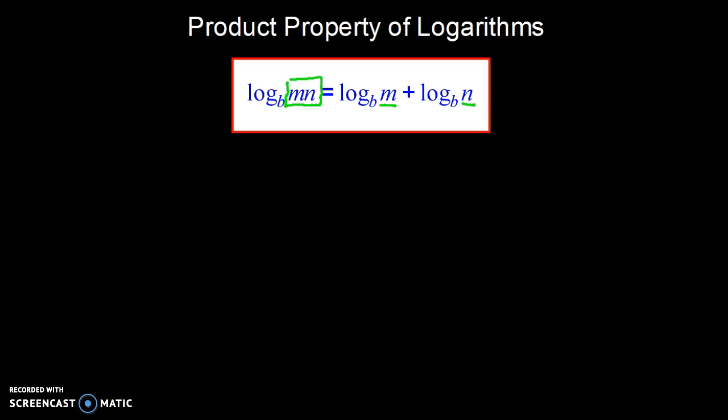But for now, one way to think about why this works is to remember that logs are really similar to exponents. You could actually argue that logs are exponents. When we have exponents, we have b to the m times b to the n. Well, that's the same as b to the m plus n. So when you multiply things with the same base raised to exponents, it's the same as adding the exponents. Well, here, when you multiply inside of a log, it's the same as adding the logs of the separate pieces.